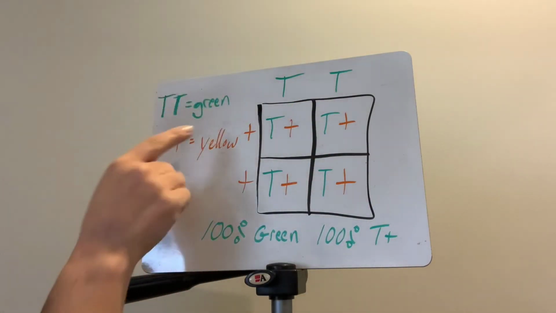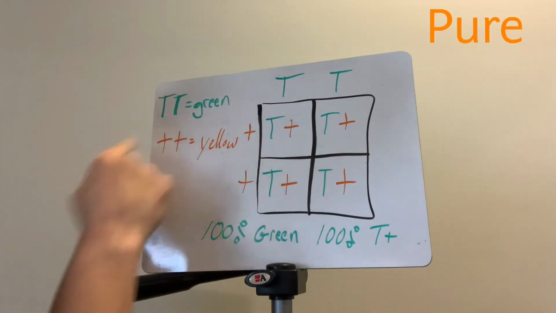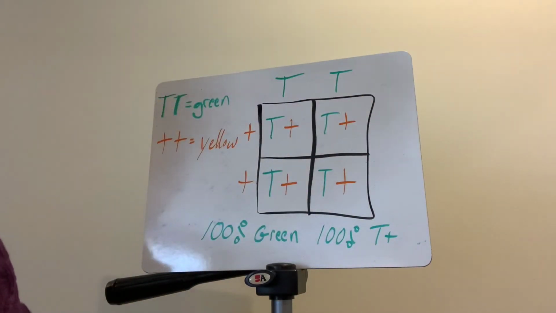So that's when you get a purebred dominant and a purebred recessive, this is what you end up getting. So it's 100% and 100%.